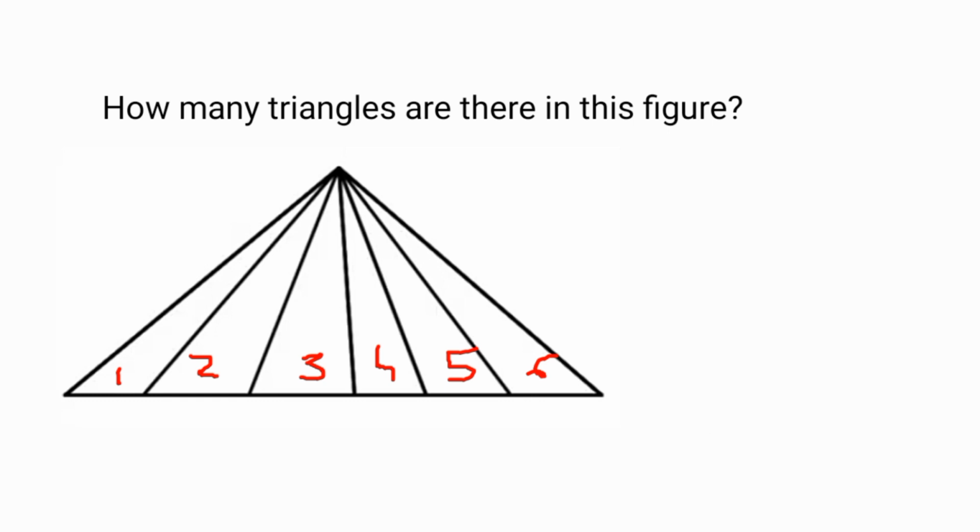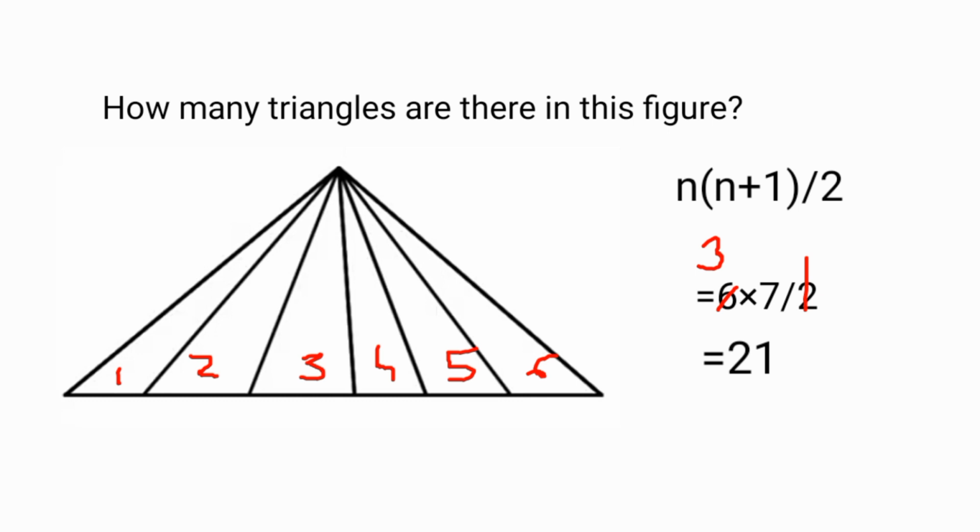But 1 plus 2 plus etc. up to 6 is the sum of the first 6 natural numbers. What is the equation for finding the sum of the first n natural numbers? n into n plus 1 by 2. So here we will get the sum as 6 into 6 plus 1, which is 7, by 2. We can cancel out 2 and 6, 3 times 7 is 21. So we will get 21 as the answer.